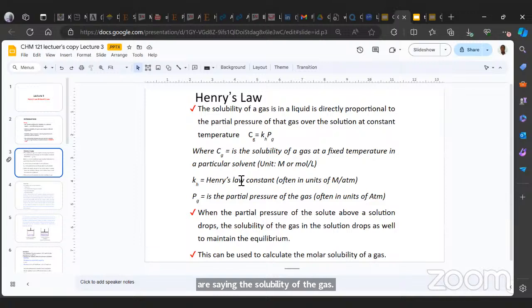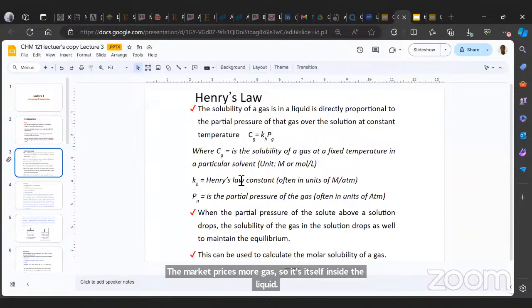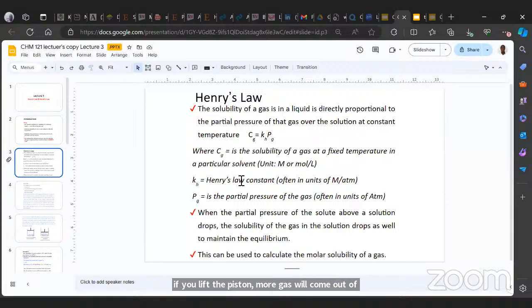For example, let's look at a piston. Assume we have a piston where they put Coca-Cola mixture and they put gas. They press the gas on top of the liquid. The more they press it, the more gas will be dissolved inside the liquid. But if you lift the piston, more gas will come out of the liquid and begin to sit on top of that liquid. That's what we're trying to explain. So K is the Henry's law constant. P is the partial pressure. And we've solved one question using it already.